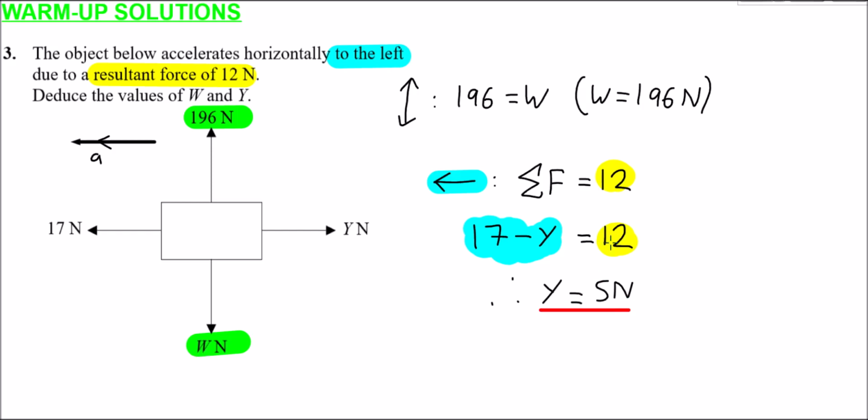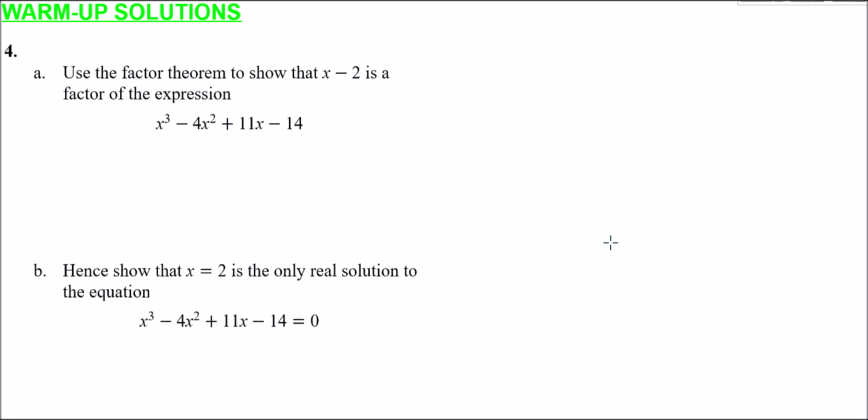Finally, we can have a look at question 4. So question 4, we have to use the factor theorem to show that x minus 2 is a factor of this expression here. So we need to remember what the factor theorem does. If we know that x minus 2 is a factor, then f of 2 must be a root. So if we can prove and show that f of 2 equals 0, that shows us that x minus 2 is a factor.